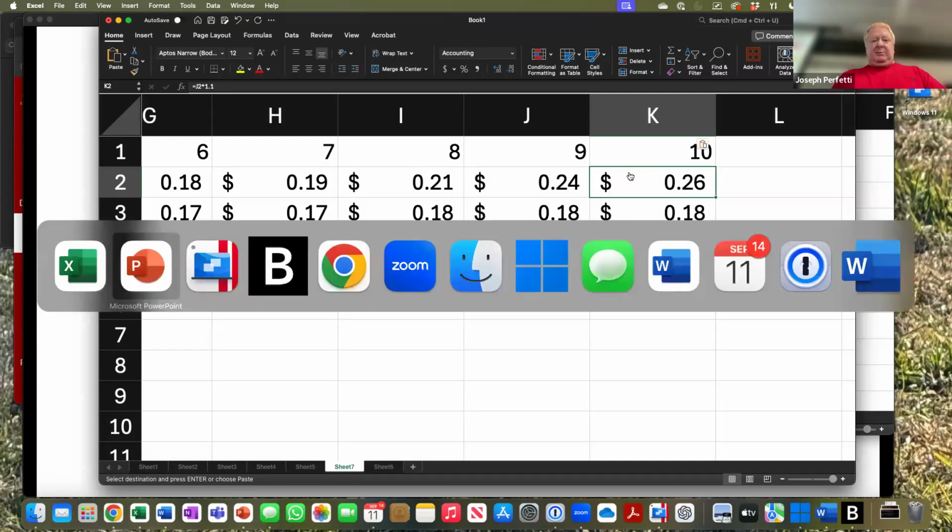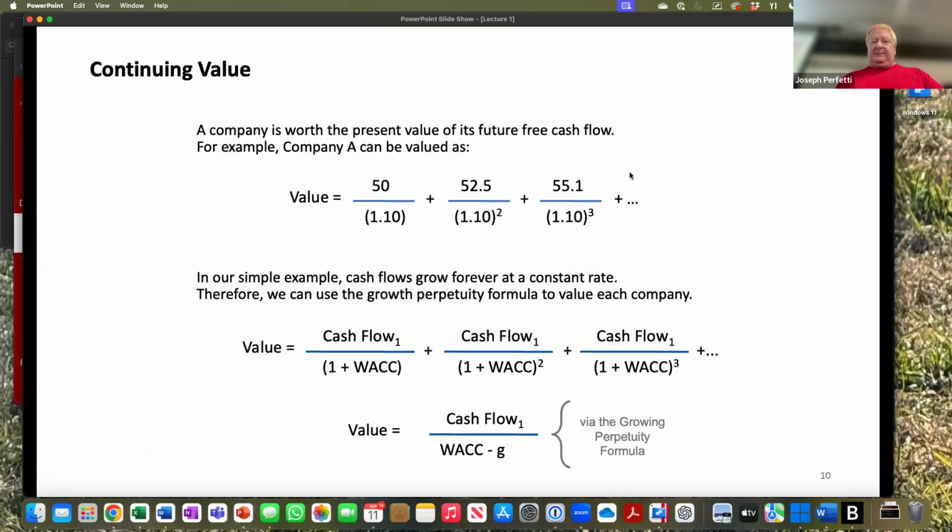All right, back to our slides. So the difference between a company and a project is we assume projects end and companies last forever. Now, none of us are going to be around to find out if that truly happens, but if nothing else, we assume companies last for a very long period of time. So if I'm going to value a cash flow forever, that's called a perpetuity. Cash flow divided by R.